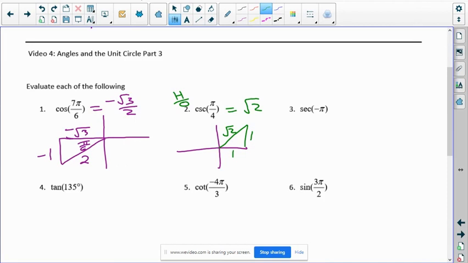We have the secant of negative pi. Negative pi goes to this axis. It's one of our quadrantal angles. And the triangle, which does not actually exist, has ratios like this, where it's a 1-to-1 ratio between the adjacent and the hypotenuse, and there's no such thing as the opposite side. So secant is the hypotenuse over the adjacent, so it's 1 over negative 1, which is negative 1.